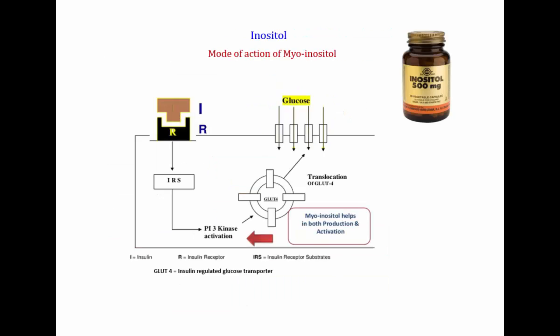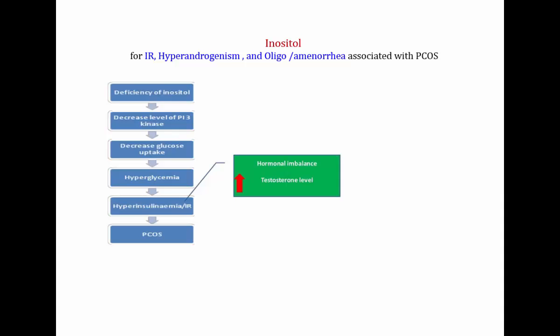The other is inositol, and inositol is a carbohydrate found in natural products, natural food. And how it acts: the inositol binds with the receptor, forming inositol receptor substrate, which activates phosphatidylinositol 3 kinase, and which also activates GLUT4. This is an insulin regulated glucose transporter, and this GLUT4 is translocated to the membrane, and it allows glucose permeability in the membrane. Inositol deficiency causes a decrease in the level of PI3 kinase, which affects the glucose intake and leads to hyperglycemia, and finally hyperinsulinemia and PCOS occurs.